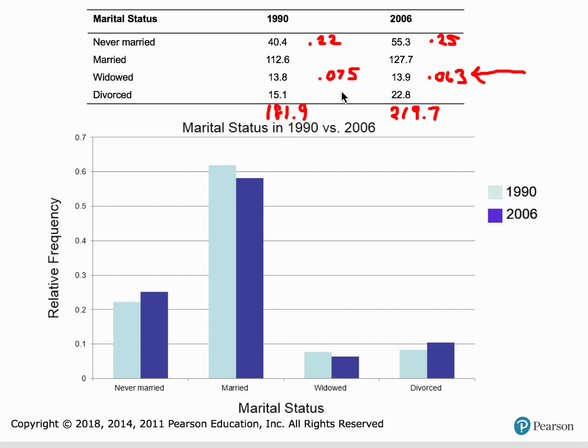So you'd make all of your relative frequencies and then you'd graph them exactly like we did earlier. Choose two different colors. You have to have a key for a side-by-side graph. So the never married in 1990 goes up to 0.22, your bar goes there, and right beside it, side by side, you draw one up to 0.25.